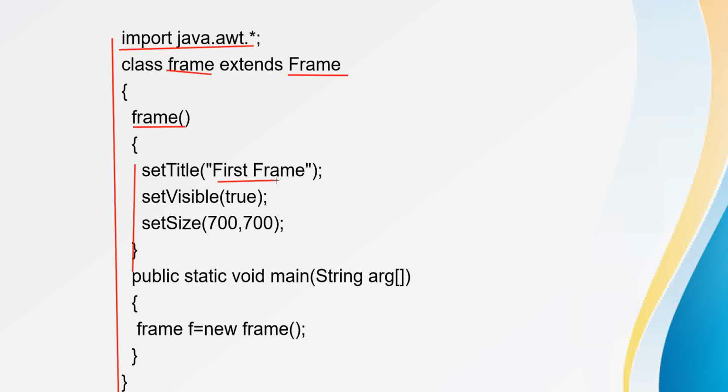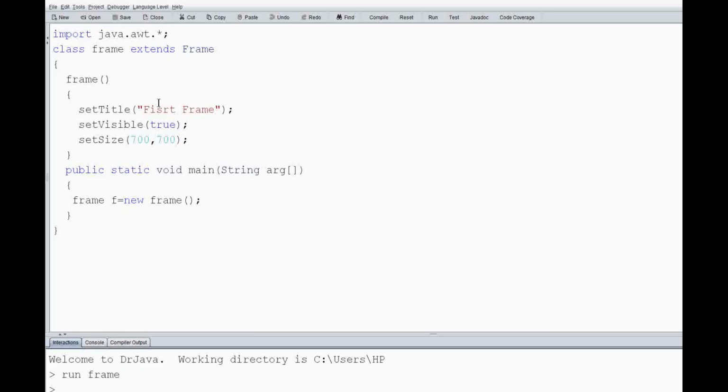This sets the title of the frame. With the help of this method, the frame will be visible, and this is the width and this is the height of the window. Now we will run this program and check the output. I wrote this code in Dr. Java. You can use any Java IDE as per your convenience.